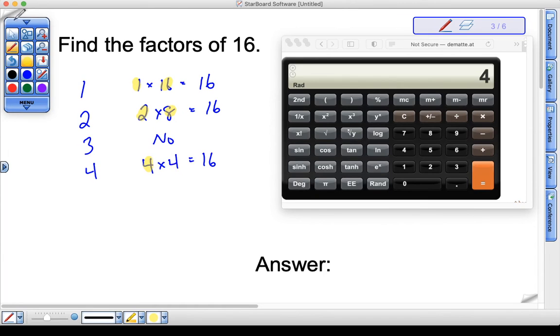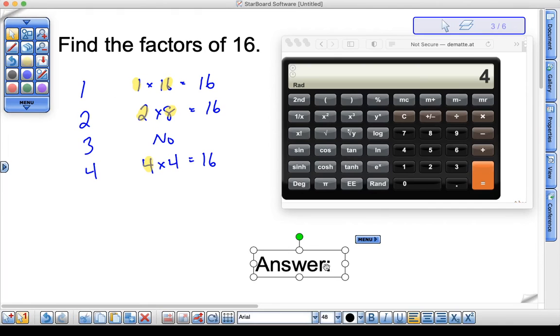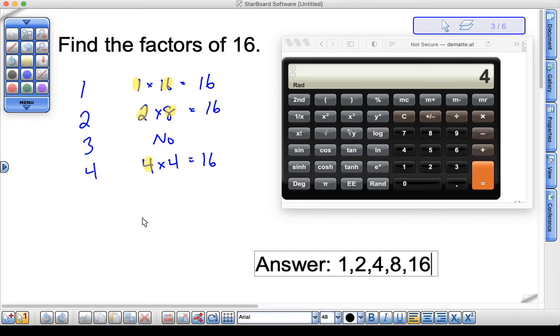So when I go to type my answer into Schoology, I have to make sure they're in order from smallest to largest. So I'll start with my 1. The next largest number is a 2, so I have comma 2. The next largest number is a 4, comma 4. And then I can start going back up on my list here, comma 8, and comma 16. So the factors of 16 are 1, 2, 4, 8, and 16.